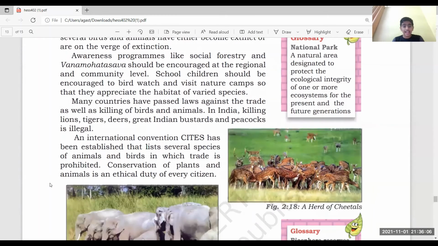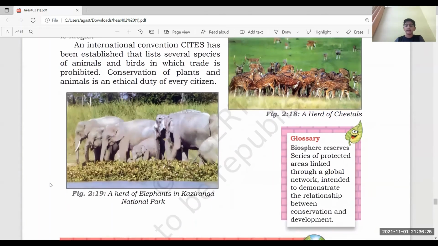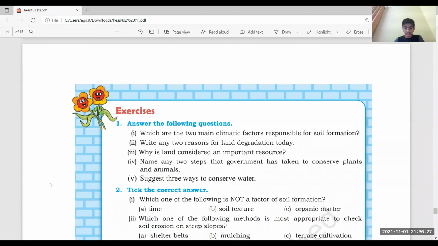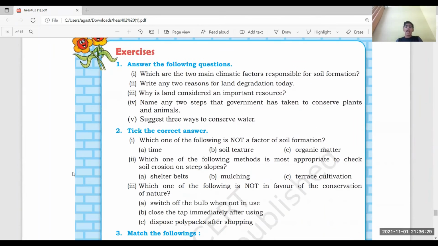Now, the International Convention CITES has been established, which lists several species of animals and birds in which trade is prohibited. Conservation of plants and animals is an ethical duty of every citizen. You have to keep it in your mind. It is an ethical duty of every citizen. So we come to the end of the chapter. This was a nice chapter, isn't it?